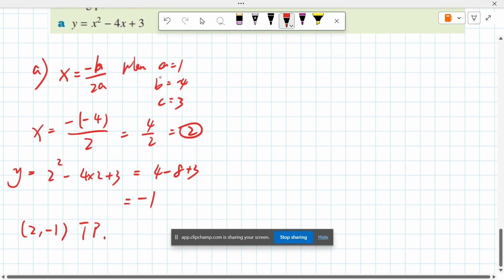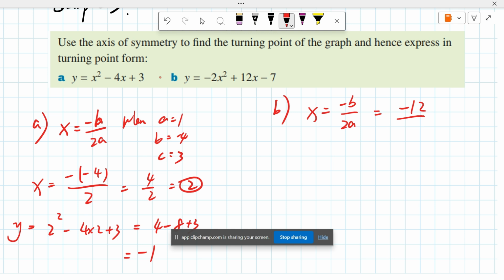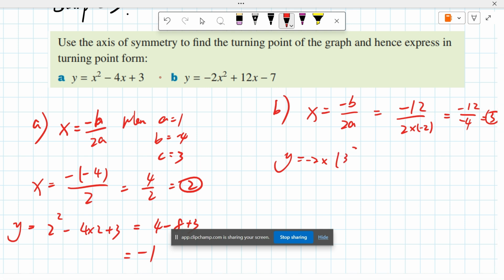Now we can find another one. So x equal to minus b over 2a, so that equal to minus 12 over 2 times negative 2, so that will be minus 12 over minus 4, that equal to 3. Y equal to negative 2 times 3 squared plus 12 times 3 minus 7, that equal to minus 18 plus 36 minus 7, so that equal to 11. So the turning point is 3, 11. That's it.